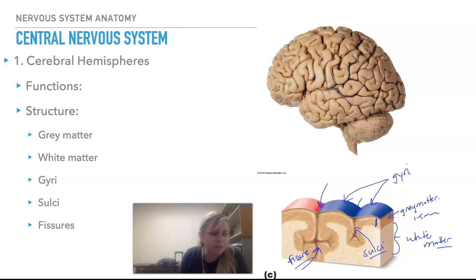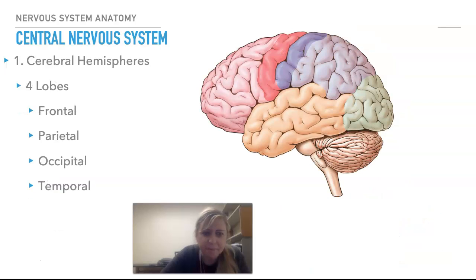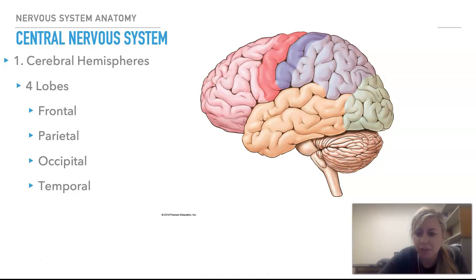And so there are major fissures that divide the brain into different lobes. And the gyri and sulci help increase the surface area of the brain. Those lobes of the brain correspond to the same names we used for the bones that cover them. So you guys already know these.